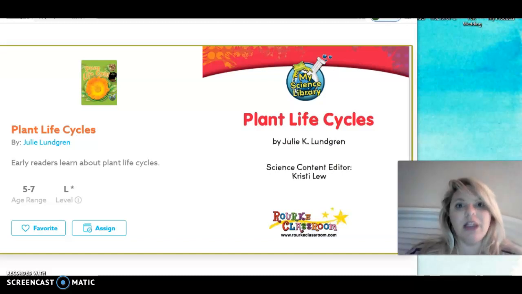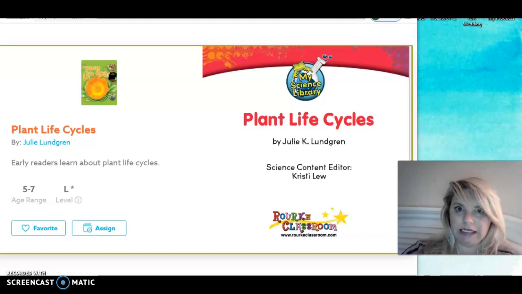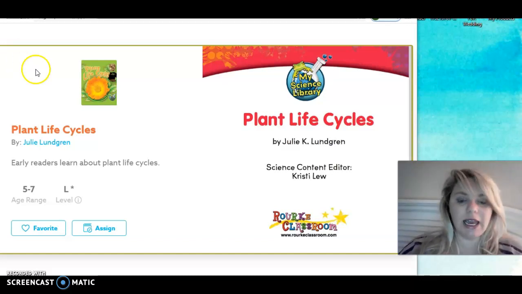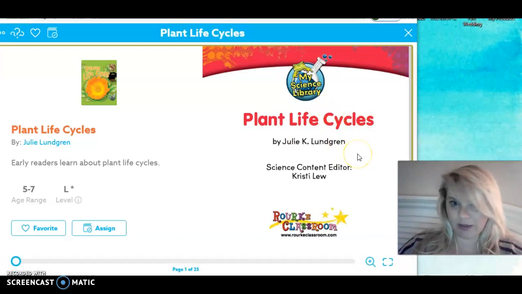So we've been learning a lot about nonfiction books and our text features, which you've heard about in our mini lessons. Now, as we read nonfiction books, remember we are reading to learn something or learn more about a topic. So today, since we're learning about plant and animal life cycles in science, I thought this would be a good book to read.